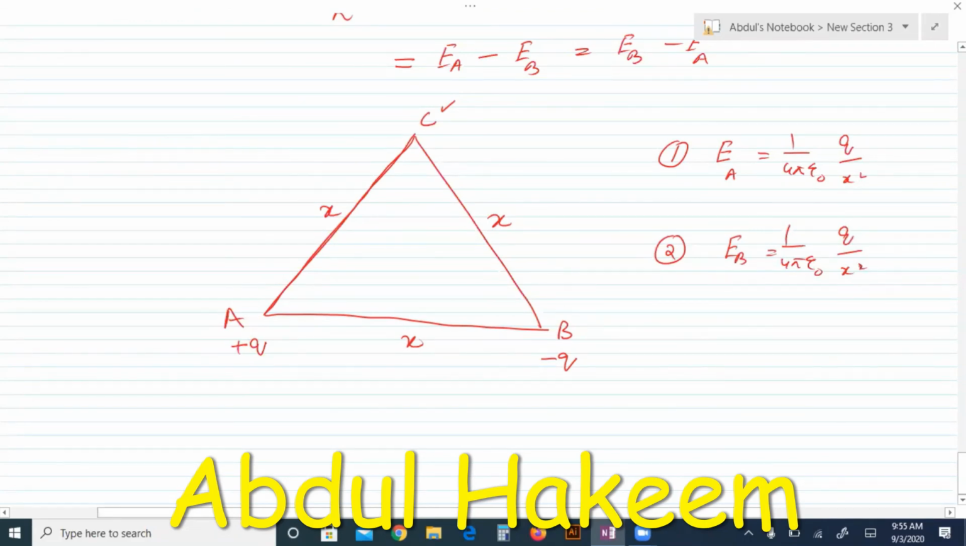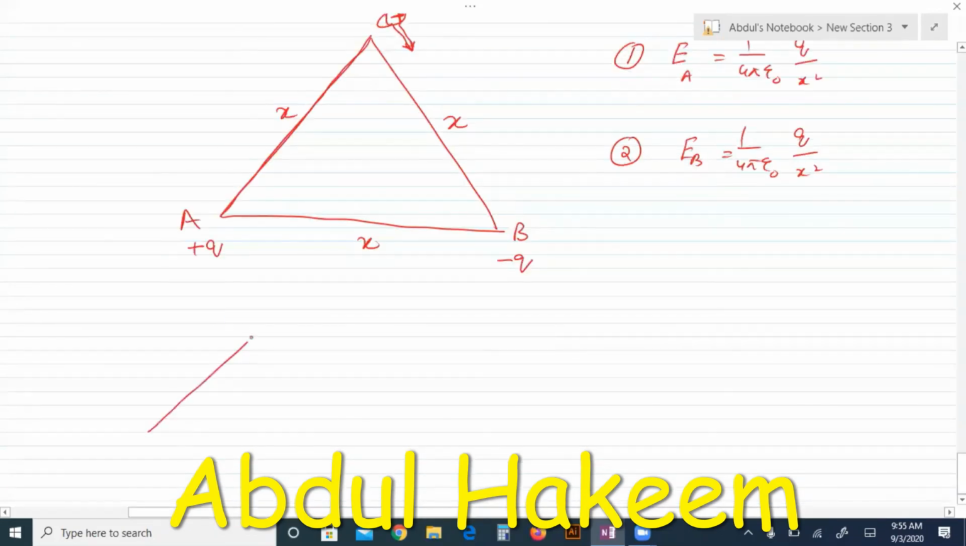Now we have to add them. Look, if the test charge is placed here, this positive will repel in this direction. This negative will attract in this direction. Then we have to add them by head to tail rule. Look, one E we will draw in this direction, which is EA, and then we will draw the other EB in this direction. Suppose this is EB and EA. So this will be the resultant.